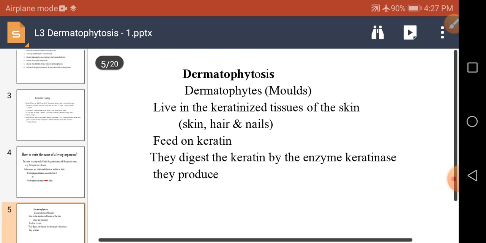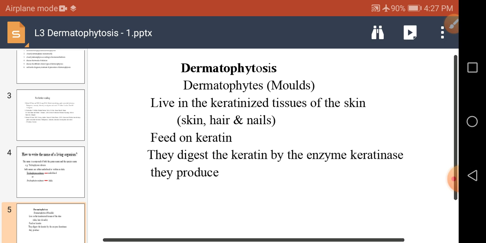Then we come to the topic dermatophytosis. It is a superficial mycosis of the skin caused by the fungi dermatophytes. Here you see the word dermatophytes. The first letters, derma, means skin. The dermatophytes live in the keratinized tissues of the skin, that is to say skin, hair, and nails. They feed on keratin. They digest the keratin by the enzyme keratinase they produce.